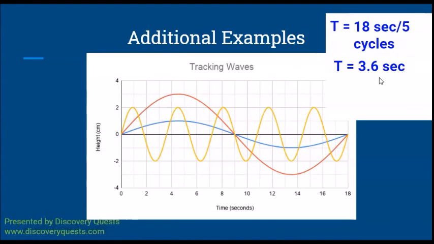And our frequency then is how many waves or what fraction of a wave goes by in 1 second. I can take the inverse of my period and get 278 thousandths hertz.